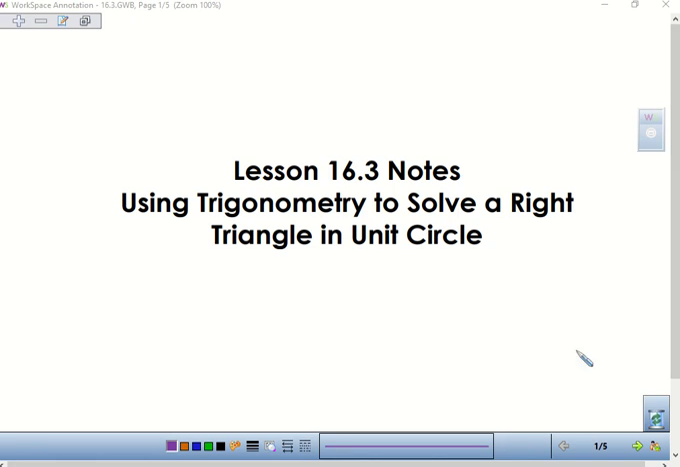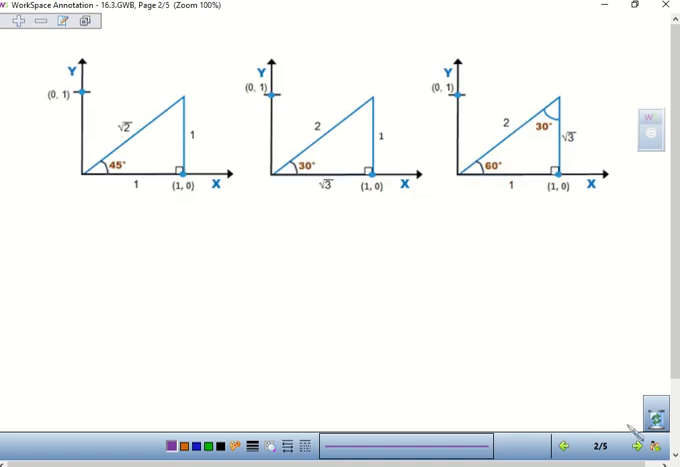All right, 16.3, using trigonometry to solve a right triangle in the unit circle. So, basically, we can always use trigonometry to solve when we're given an angle and a side, or two sides to find an angle, which is what we learned about in 16.1. But for example, say I wanted to set this up.